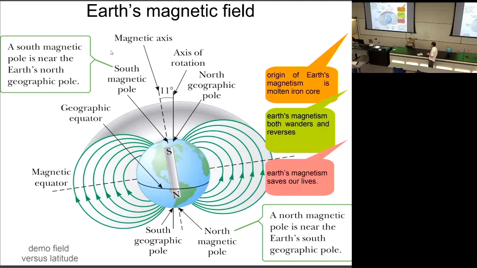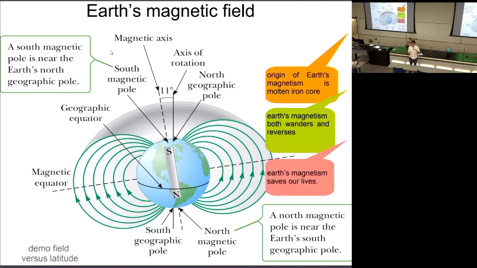Another amazing thing is that over time, so I've marked on this diagram 11 degrees between the two axes, between the geographic axis and the magnetic axis. But actually, that 11 degrees changes. So it's getting even worse. The magnetic North Pole kind of wanders around in some way.